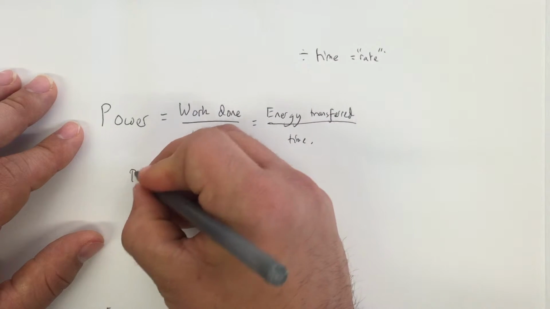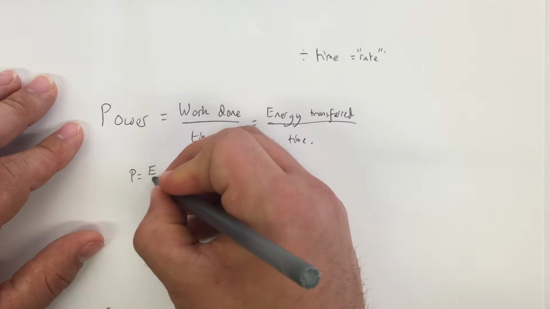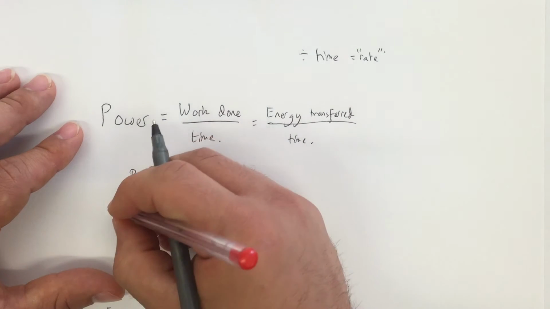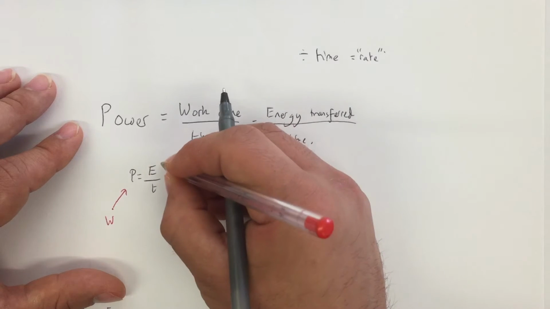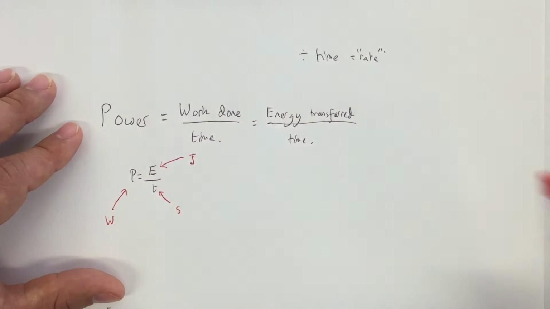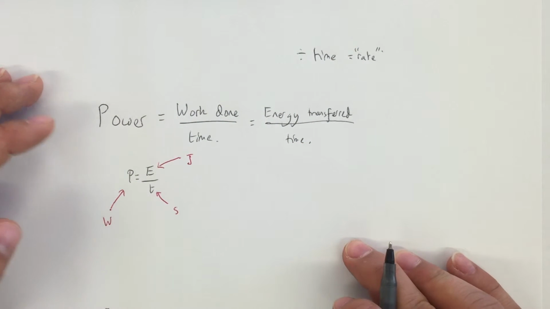So written in symbols, we write it as P equals E divided by T. The unit of power is the watt, the unit of energy is the joule, and the unit of time is the second. So that's our first equation in P2.